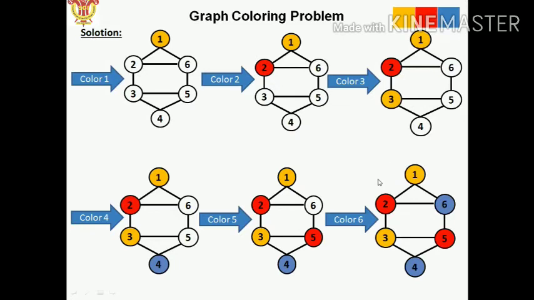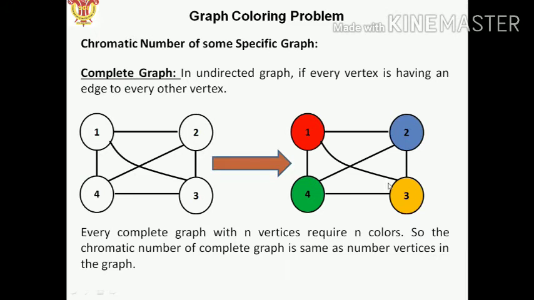So the graph coloring problem is nothing but finding the minimum number of colors that is required to fill the nodes inside a graph. We'll see some graphs in which we are going to get the minimum number of colors.